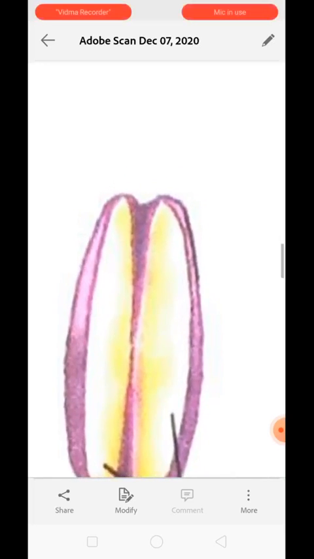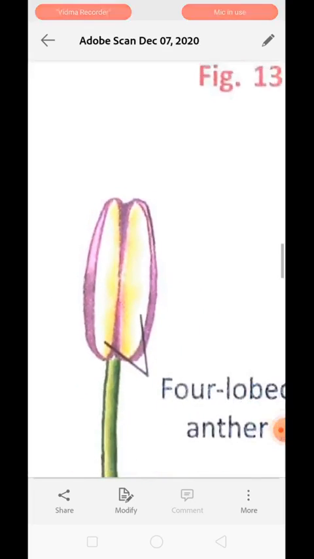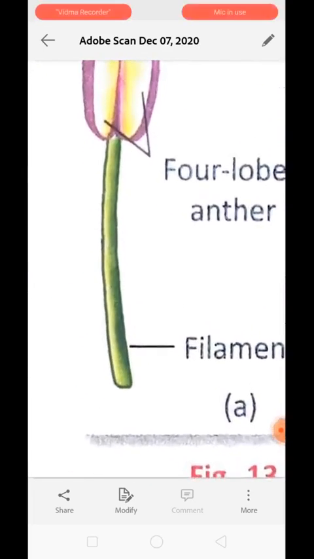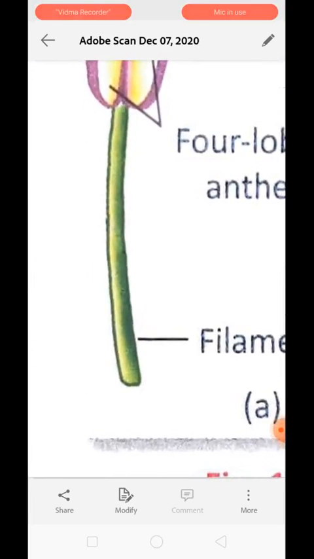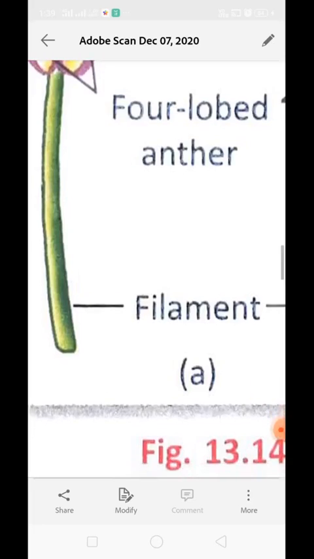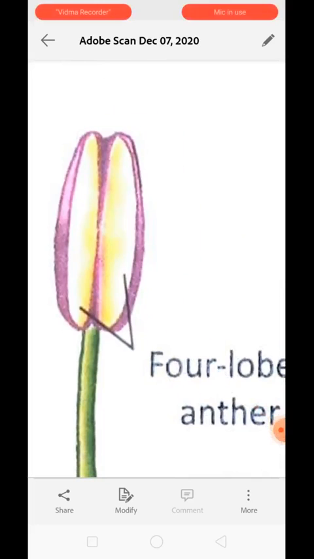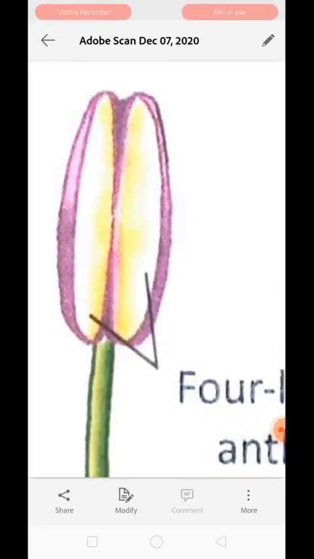This is the anther. Clear? And the long cylindrical stalk present at the base of the anther is known as the filament. Understood? Now the filament helps keep the anther attached to the flower, whereas the anther produces the pollen grains, meaning male gametes are produced in the anther.